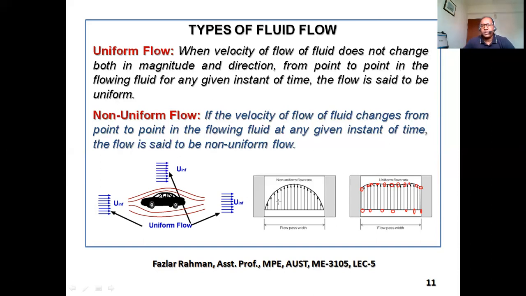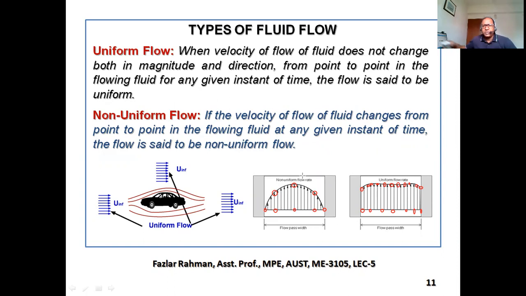And non-uniform flow, if you look over here in the left side figure, you see the fluid particle right over here is not traveling that much. But the fluid particle right over here travels from here this much distance. And the fluid particle right over here travels from here to here. And in the middle, it travels more distance. So that means at each point, the velocity is not the same. That's why this type of flow is called non-uniform flow.